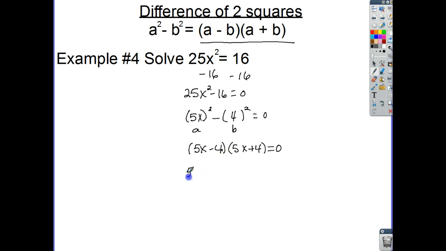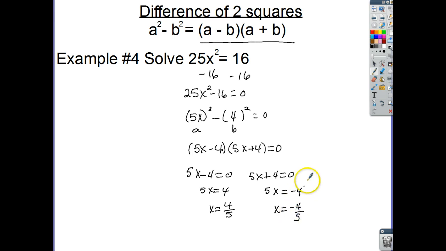Now we set our factors equal to 0, so 5x minus 4 is equal to 0. 5x plus 4 is equal to 0. Adding 4, we get 5x equals 4. Dividing by 5, we get x is equal to 4/5. Over here, we subtract 4 from both sides. We get 5x is equal to negative 4. We divide both sides by 5, and we get x is equal to negative 4/5.